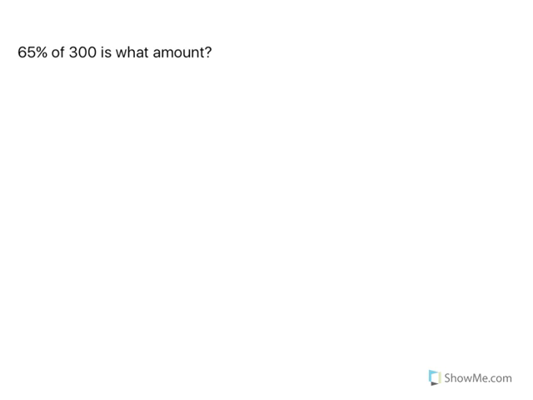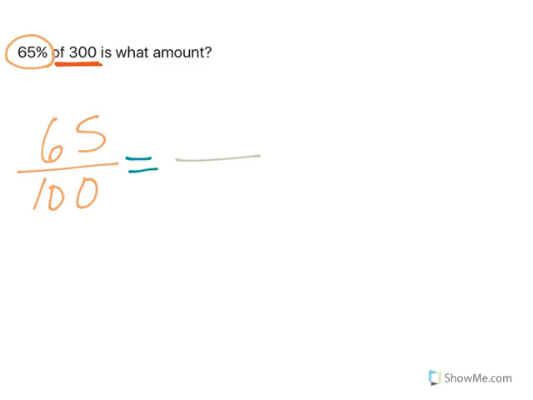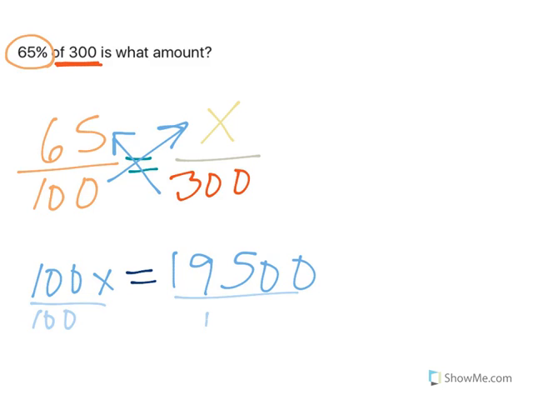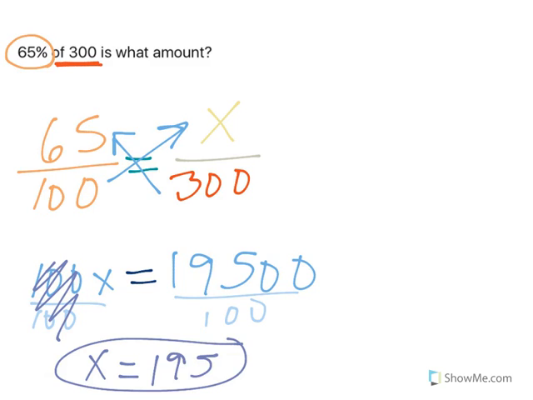Let's do another one. 65% of 300 is what amount? Well, again, I'm going to start with the percent. 65%, percent means out of 100. That equals, and when I see this other side, I first see "of 300." "Of" implies the total, goes on the bottom, and we have the unknown in the top. So now I can solve: 100 times x is 100x equals 300 times 65 is 19,500. I divide both sides by 100 in order to reduce those 100s and leave x by itself, and I'm left with 195.